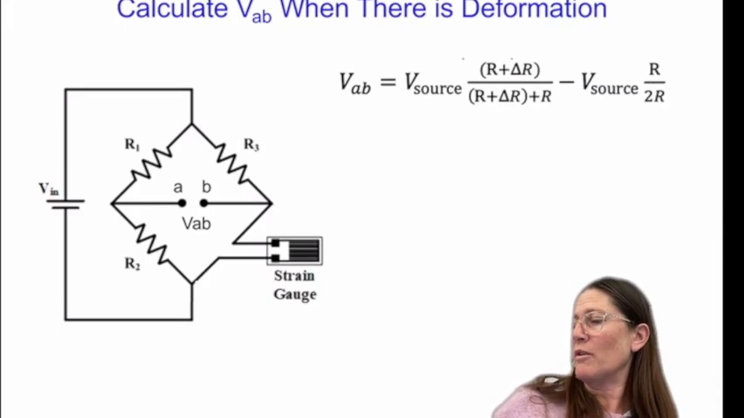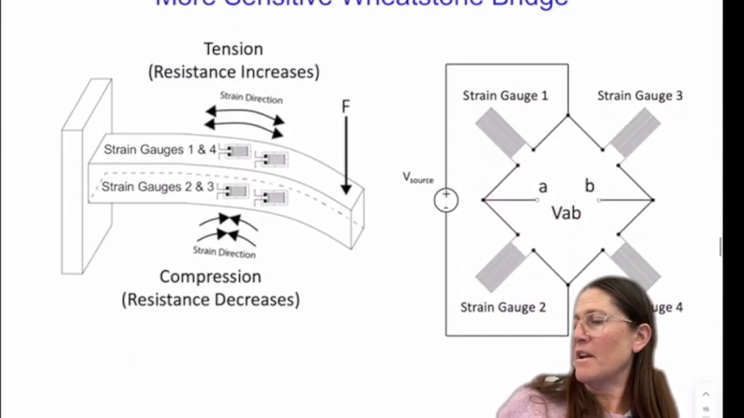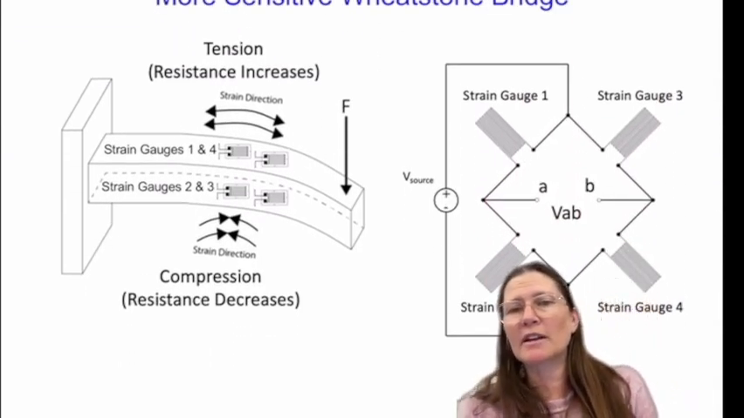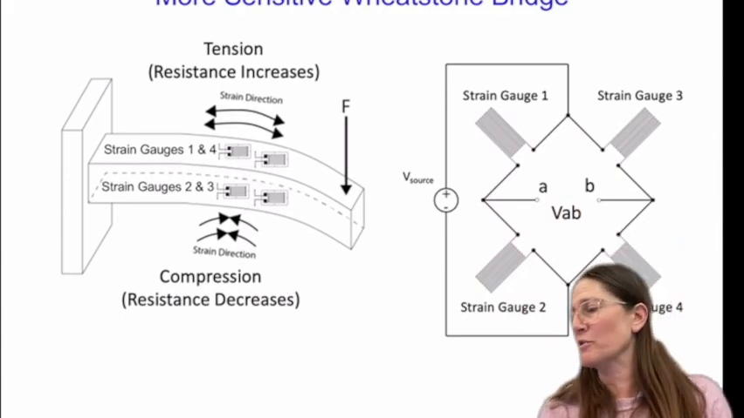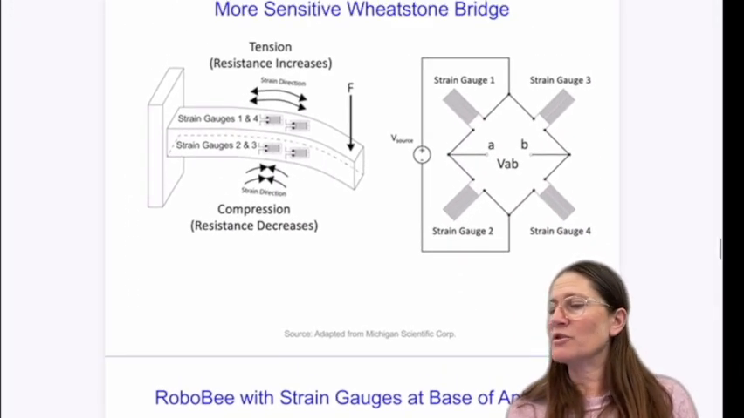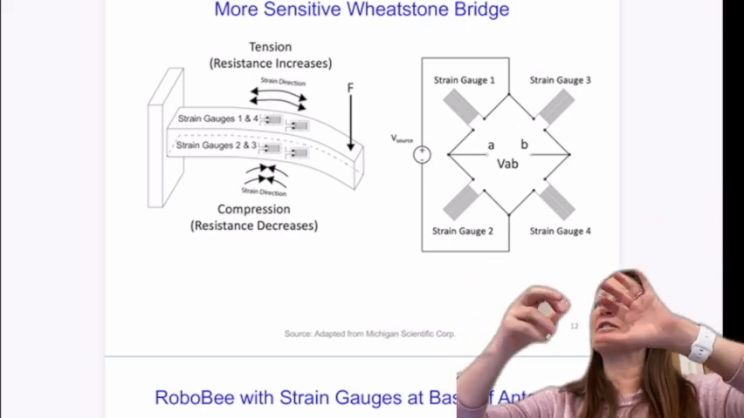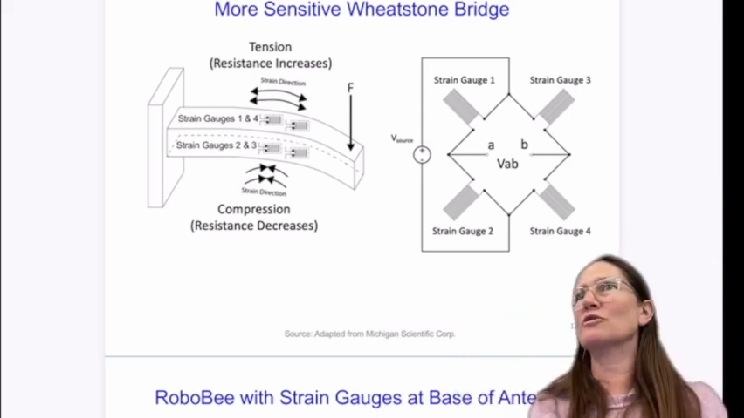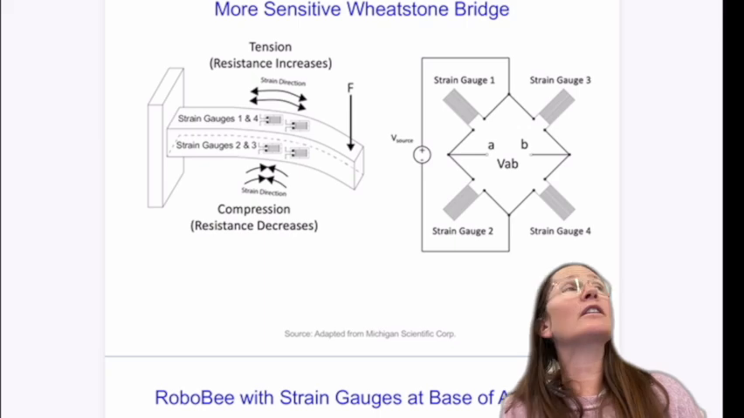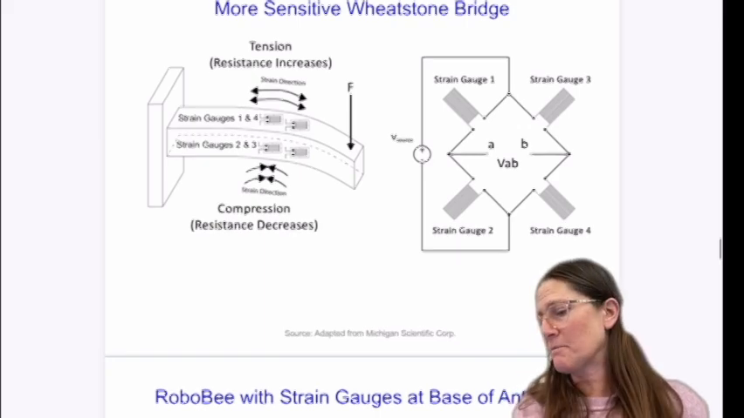Another way you can do this is to make strain gauges in all 4 of those locations. So you could have strain gauge 1, 2, 3, 4, and then they're going to be comparing against each other for every single change. So this is one that's going to get a lot more sensitivity out of it.